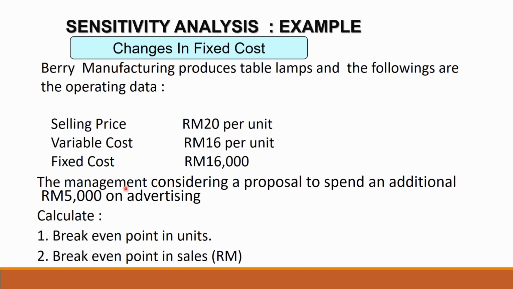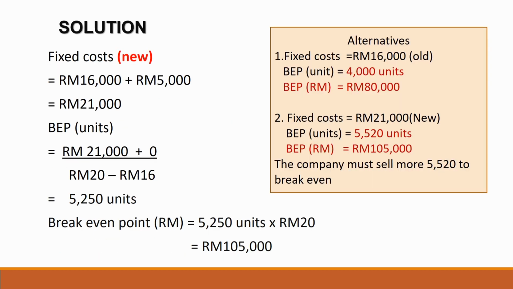So the management is considering a proposal to spend an additional RM5,000 on advertising. Calculate the break-even point in units, and number 2, the break-even point in sales or RM. So we have to calculate the new break-even point when there is a change in fixed cost. So we have to add another RM5,000. So this is the answer.